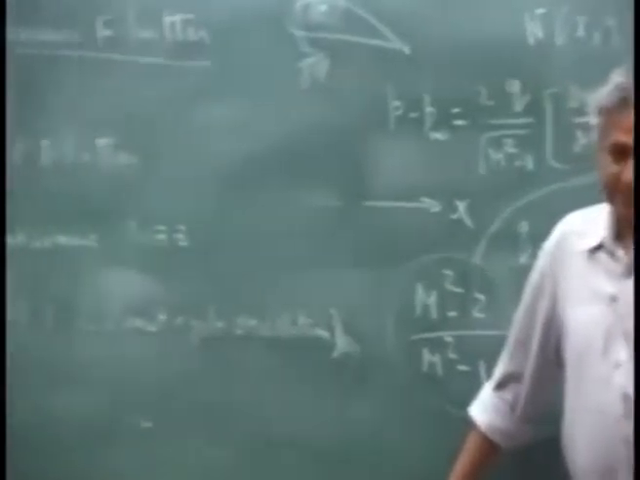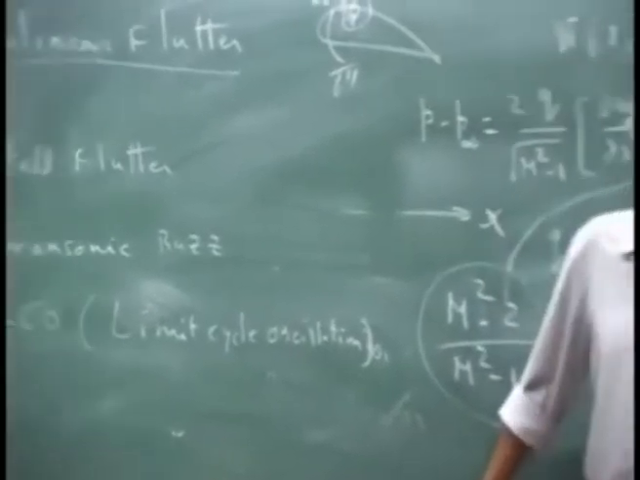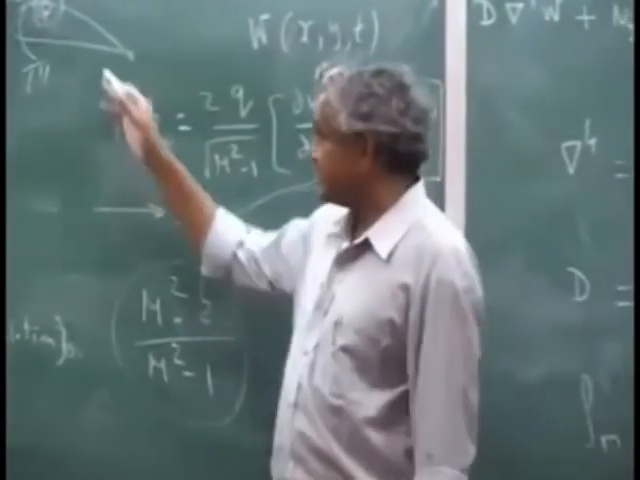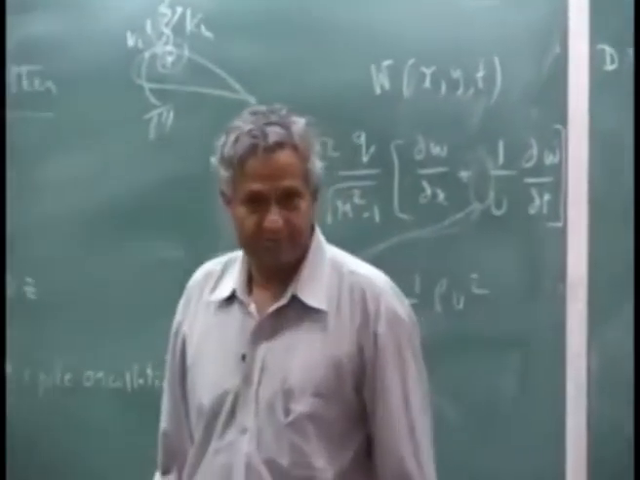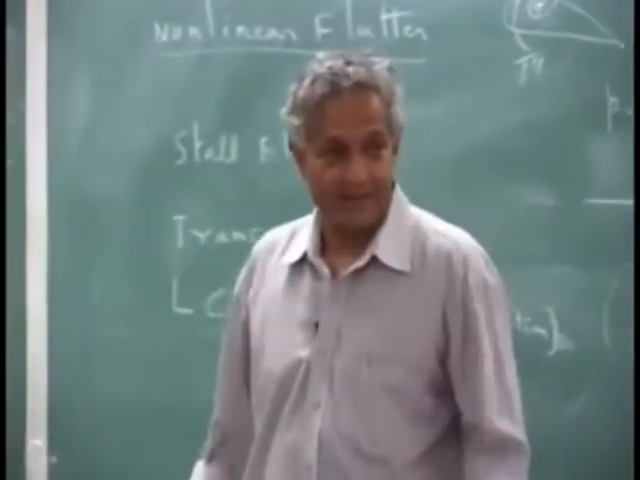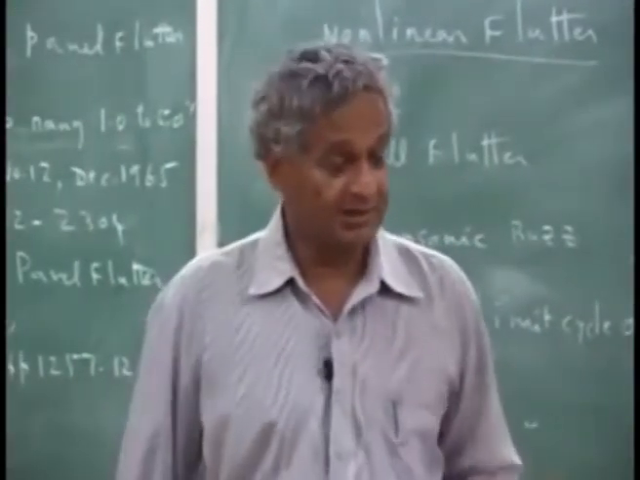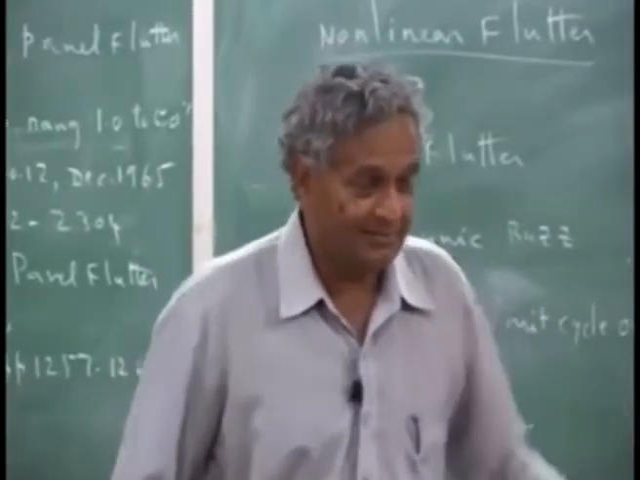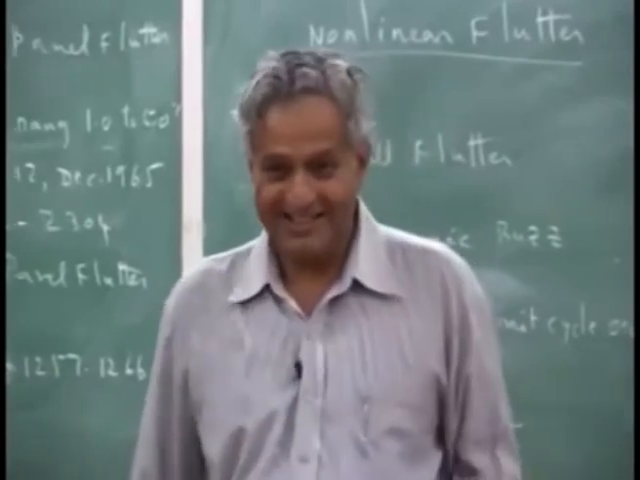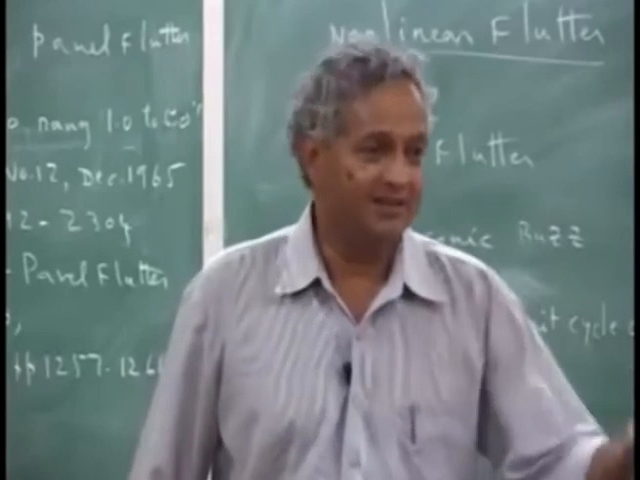Then stall flutter, of course, helicopter blade, we know that it goes into stall and comes out of the stall and things like that. We basically use the stall model for this, and then we said that there can be a chaotic motion also. Chaotic motion means there will be all sorts of frequencies coming into the picture. But it is a deterministic problem. Please understand, it is not a random problem. Everything is deterministic, but it is a nonlinear problem.